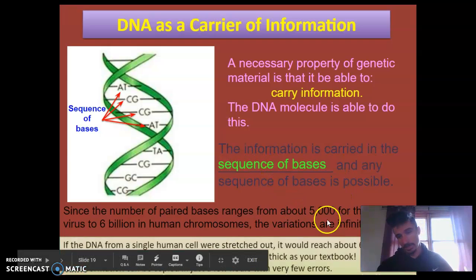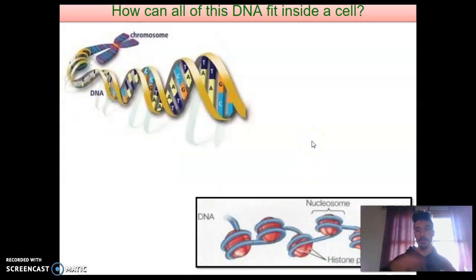Also, I have to double check my numbers here. I don't think 5,000 is the simplest virus. I actually think it's much less than that. All right, and that bottom part on that slide did not matter, so don't worry about that.